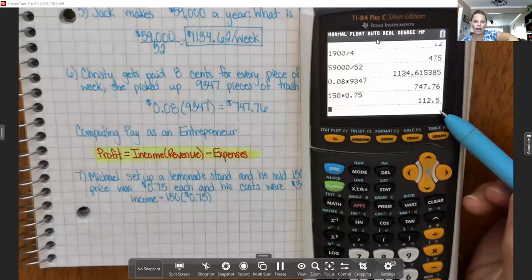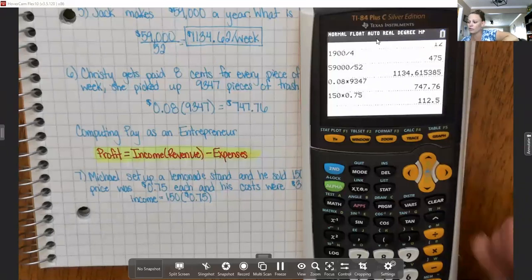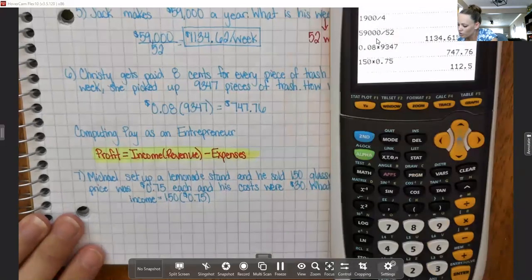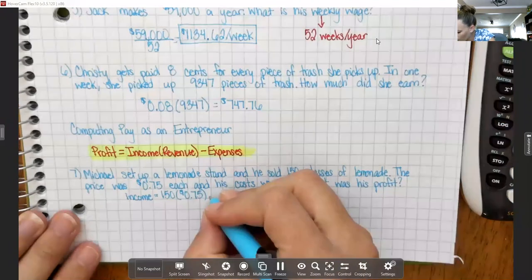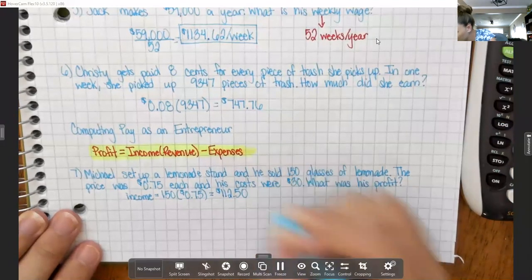So his sales brought in $112.50. So this 0.5, again, this is money. Do not write a 0.5. If you just write a 0.5 and not 0.50, I'm going to take points off. Money always is 2 decimal places, or you round it to the nearest whole dollar amount. So his income was $112.50.